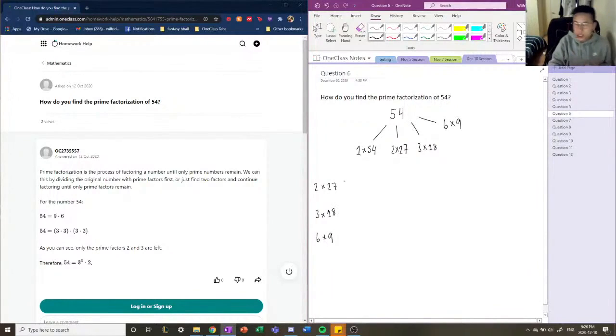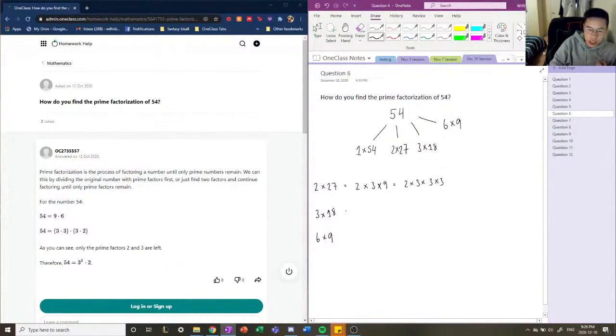Okay. Let's consider the first one, right? So what are our prime factors here? We have 2, but 27 is not a prime factor. But we can further break that down to be 2 times 3 times 9. So we're getting closer, right? So now we see that we have 2 prime factors, which is 2 and 3, but we still have 9, which is still divisible by 3. So we have 2 times 3 times 3 times 3. And now we have all prime factors here. So this is the prime factorization of 54.